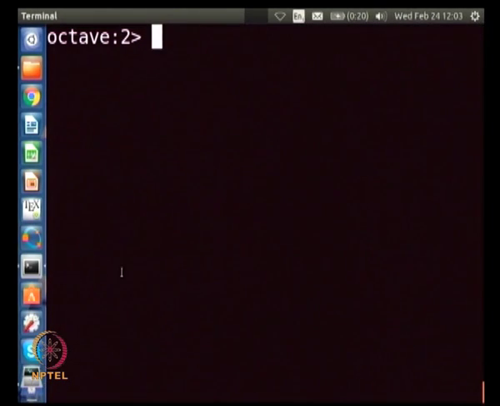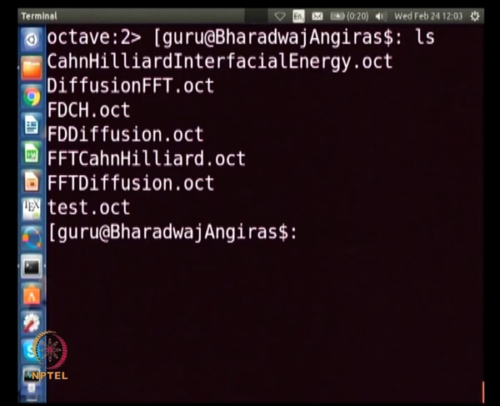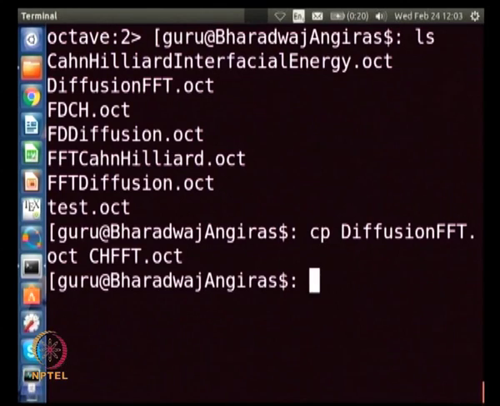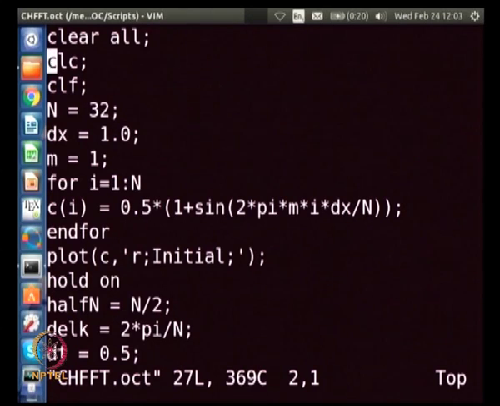Now, let us do the same thing, same initial profile, and let me copy the diffusion FFT.OCT to Cahn-Hilliard FFT.OCT. Now, what is the difference? The difference is that now we have to calculate a G and we need to do Fourier transform on that. So, clear all, clc, clf, n is 32, dx is 1, m is 1. So, they are all the same. So, we have taken that and we have taken the initial profile.